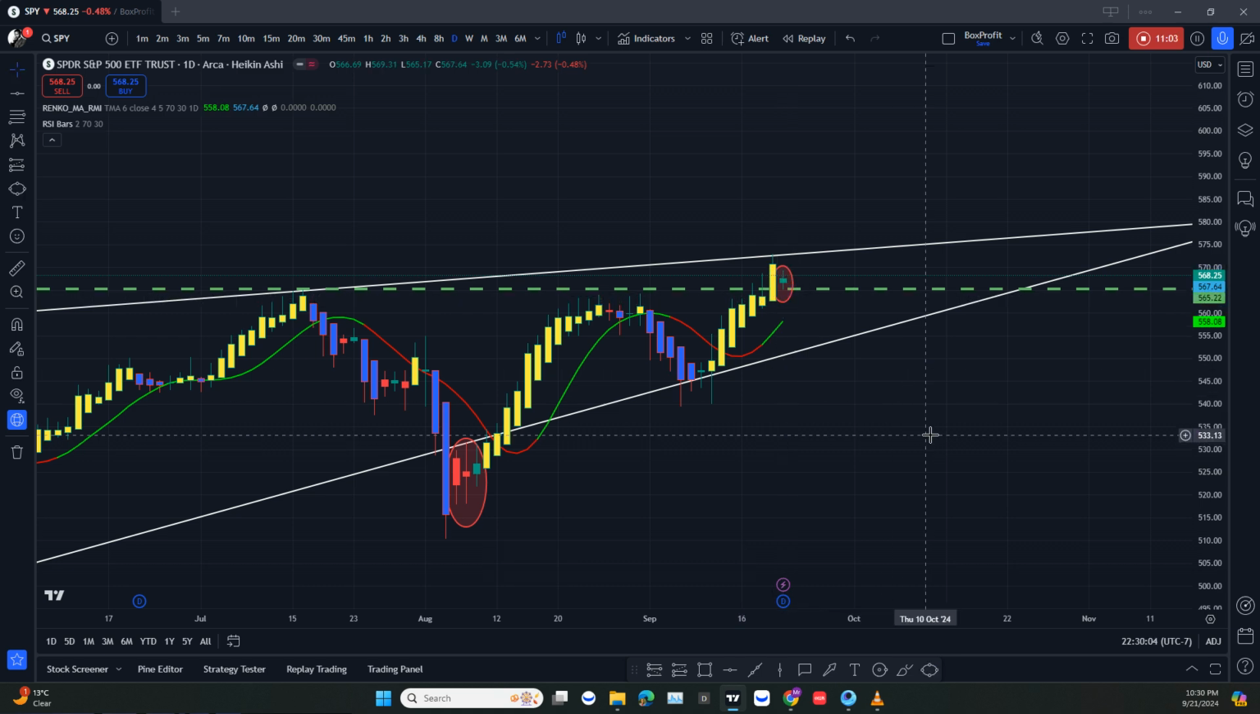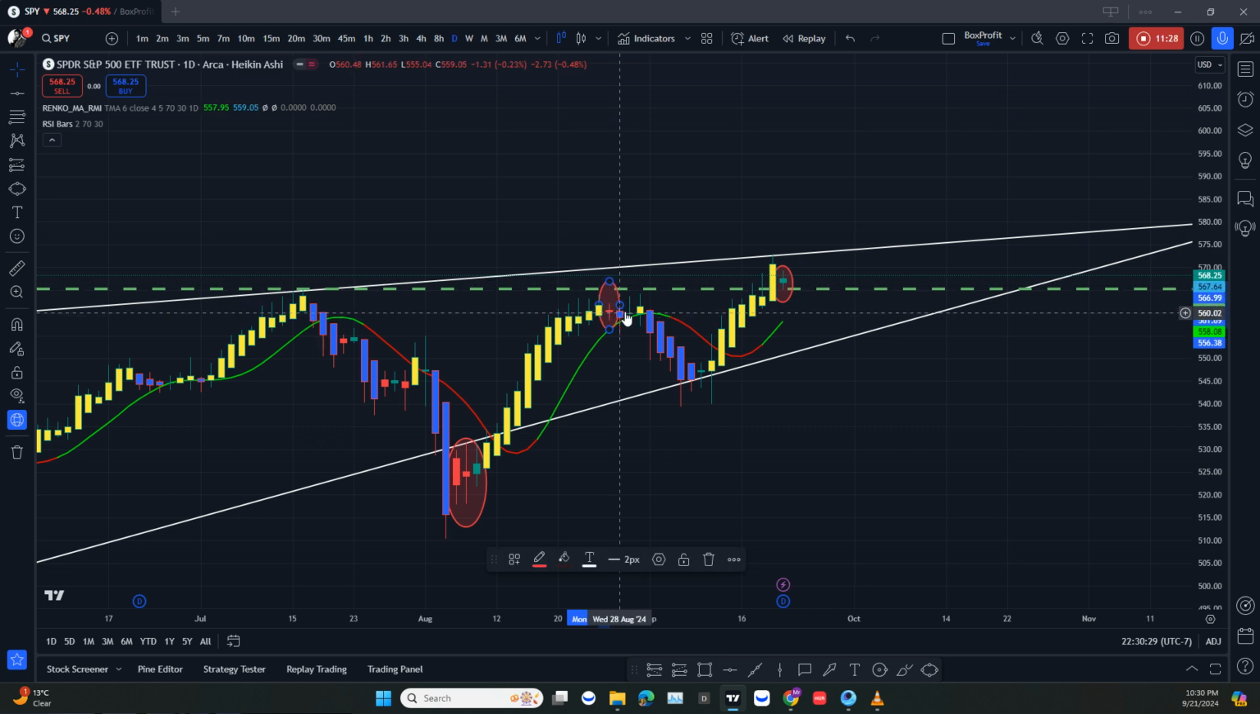What those dojis do is they represent a reversal point in the market, in a trend. So you will see that before a reversal, there is always a doji. So you're looking for those dojis, and once you find them, you want to wait for what is going to happen the next day.